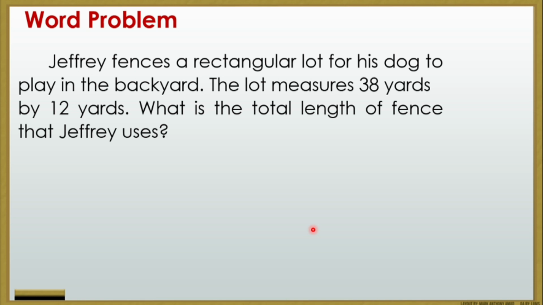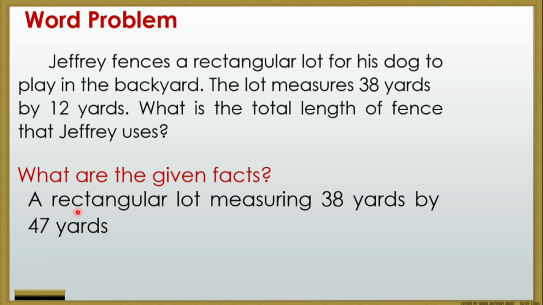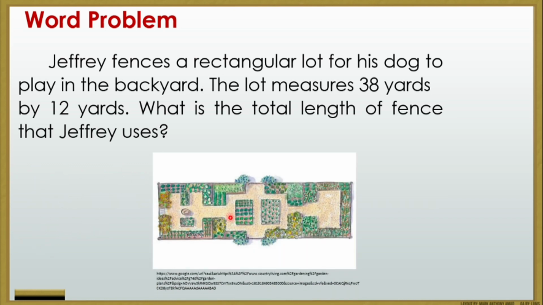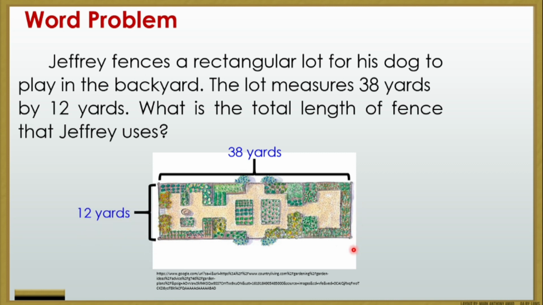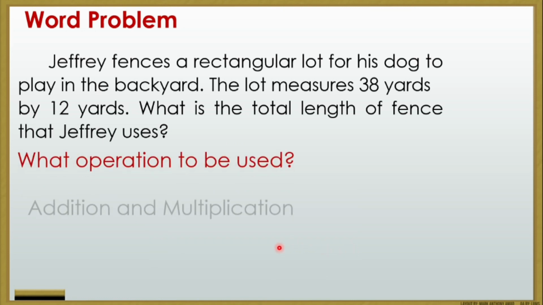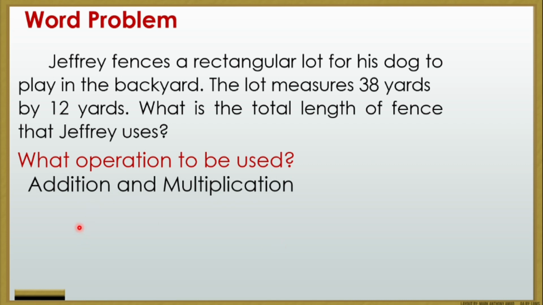Next, what are the given facts? The given is a rectangular lot that measures 38 yards by 12 yards. And this would be the illustration. We have 38 yards, this would be the length, and the width is 12 yards. Now, what operation is to be used? Very good. It is addition and then multiplication.